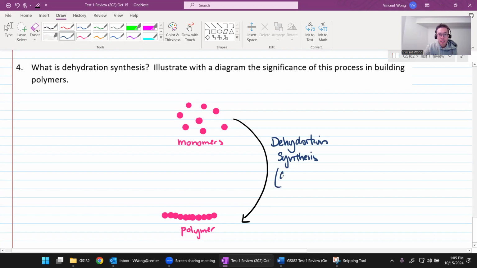Also known as condensation reaction. The reason it's called dehydration synthesis is because you actually need to remove H2O.